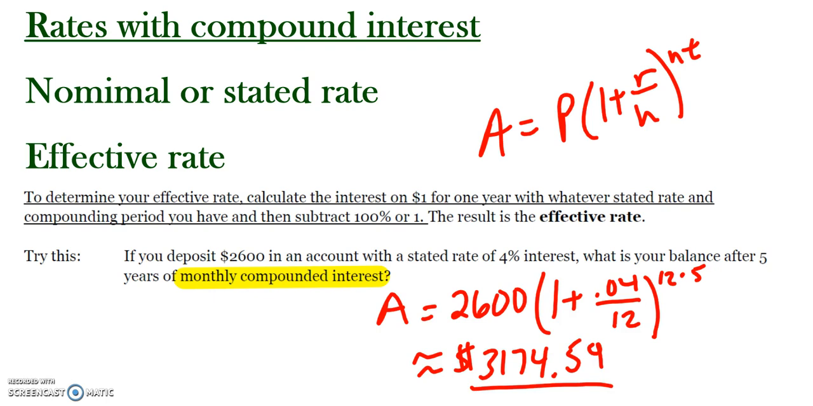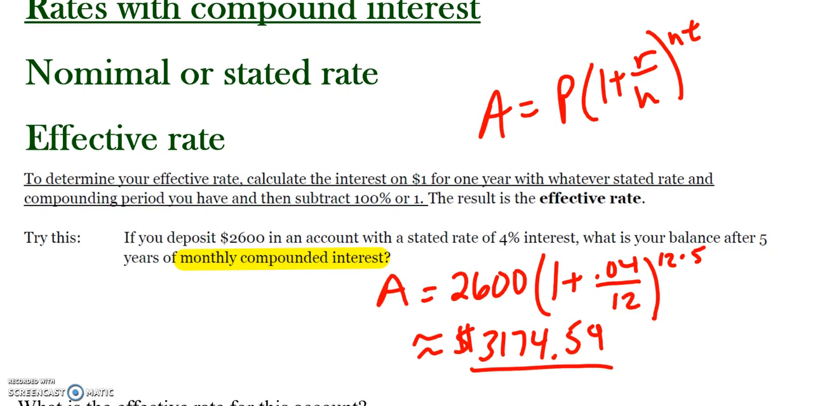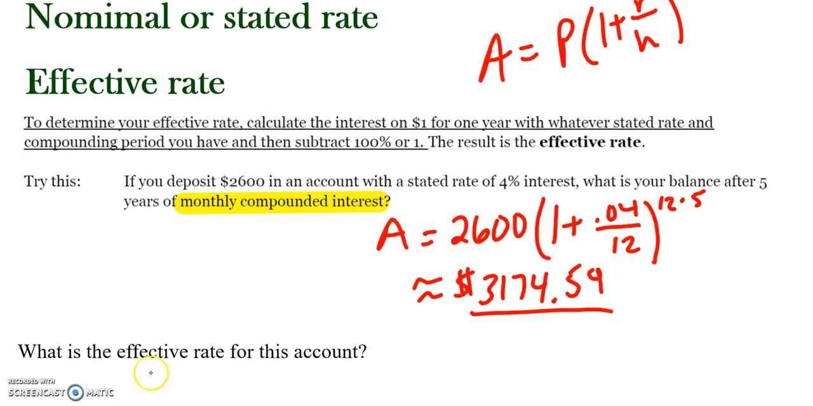Okay, so let's now answer this second question, which is on your sheet there. What is the effective rate for this account? So let's go back up here and read what the effective rate is. To determine your effective rate, calculate the interest on $1 for 1 year with whatever stated rate and compounding period you have, and then subtract 100% or 1. So again, calculate the interest on $1. In other words, your starting amount, P, principal, would be 1, for 1 year. So again, your time would be 1.